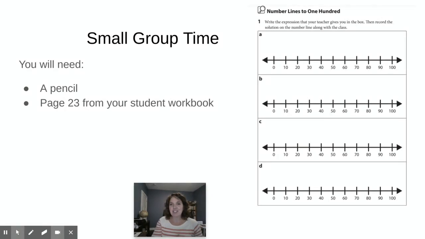So when I see you today during small group, you should know pretty well how to solve a problem adding by tens or subtracting by tens. And you'll have page 23 and a pencil ready to go so you can complete our activity during small group and show me what you know.